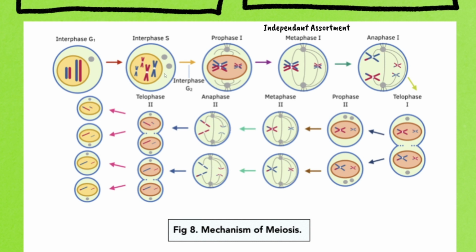Now, the difference between anaphase 1 and anaphase 2 is that in anaphase 1 the chromosomes were being pulled apart, and here the chromatids are being pulled apart. This is the difference here: in anaphase 1 chromosomes were being pulled apart, in anaphase 2 the chromatids are being pulled apart.